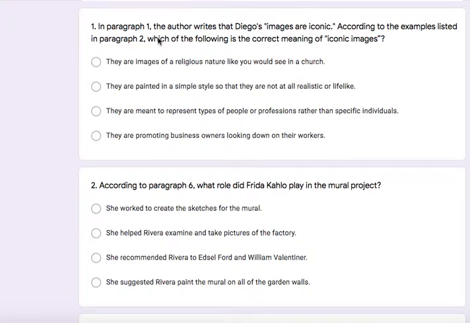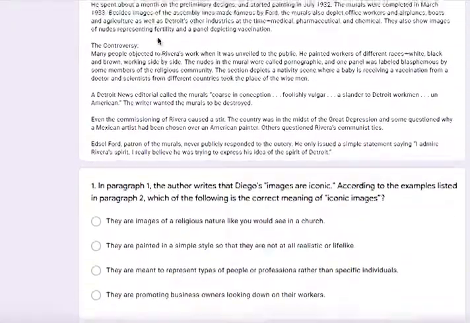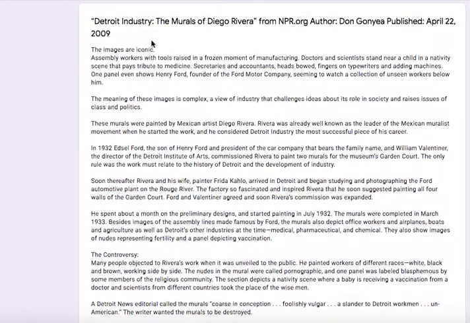So here I have the question. In paragraph 1, the author writes that Diego's images are iconic. According to the examples listed in paragraph 2, which of the following is the correct meaning of iconic images? So we want to know what he meant when he wrote that they were iconic. So I'm going to go up and read paragraphs 1 and 2. Remember, this is paragraph 1 and paragraph 2 starts here.